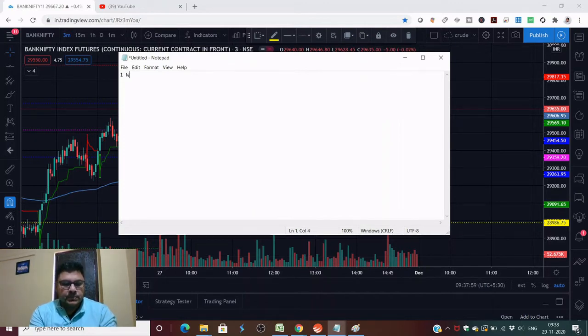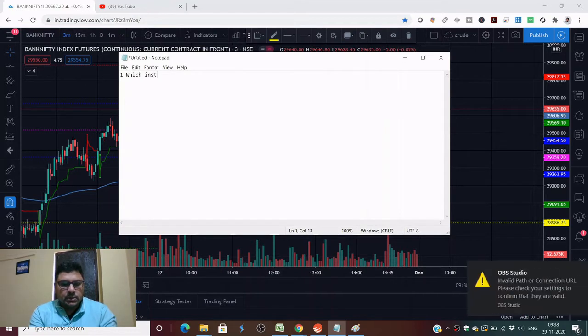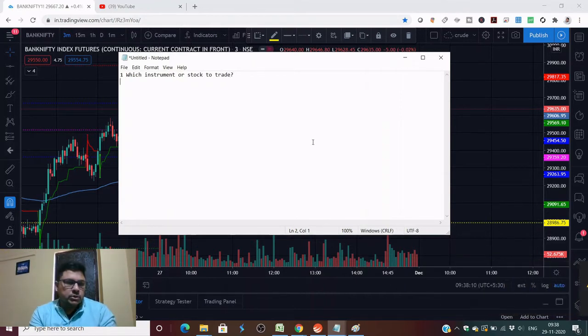is, which instrument or stock to trade, right? So which instrument and stock to trade is again subjective. Like, if you have a system in place to scan particular stocks, like a super trend or a high open interest, then you scan basis the same ideology every day and try to pick up stocks basis that.